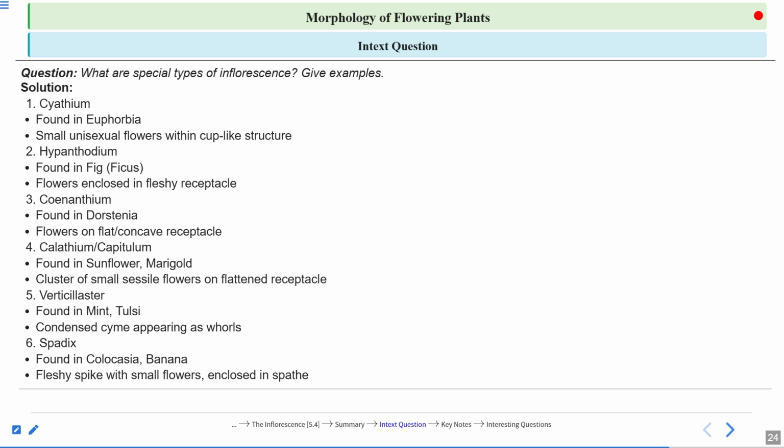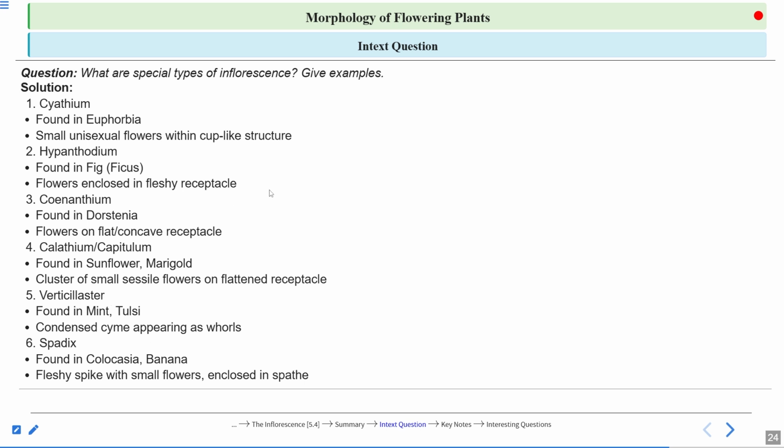Clear? So these are the types of inflorescence. Most important types of inflorescence here are Cyathium, then Hypanthodium. Capitulum is also very important, and Verticillaster. These are very important. You should remember the examples.